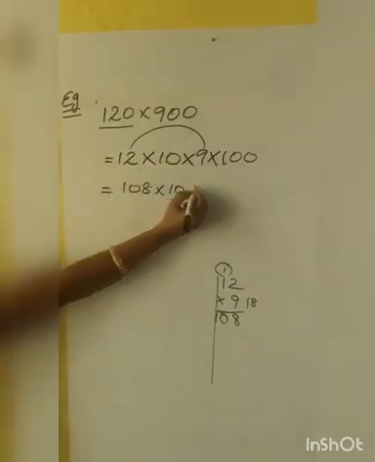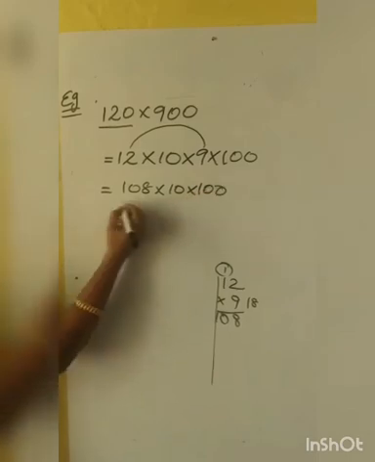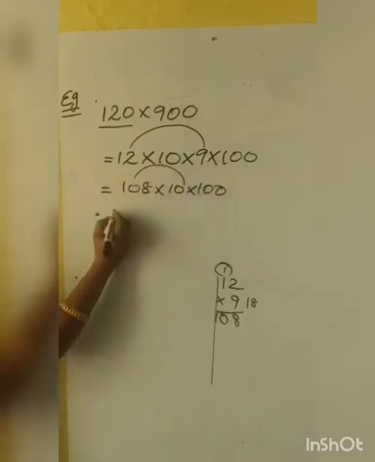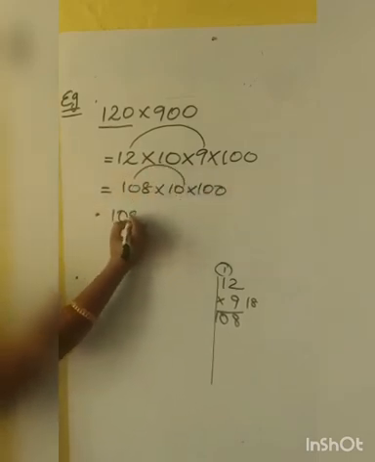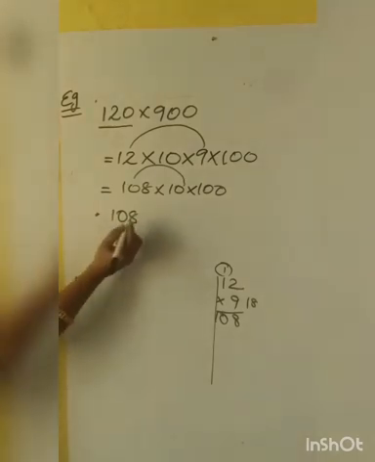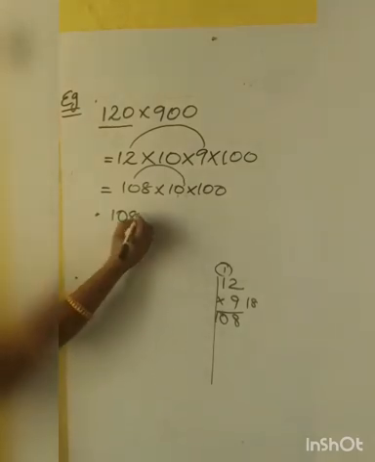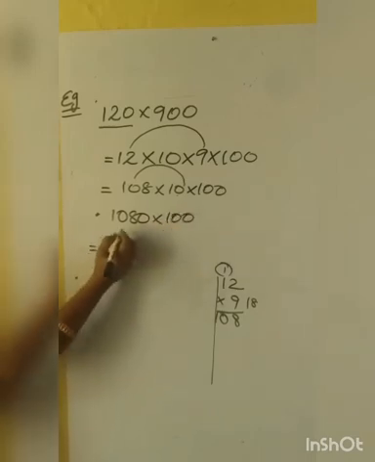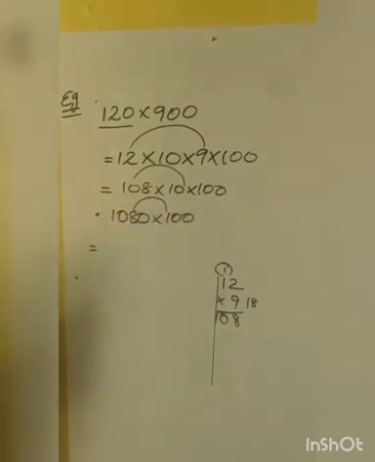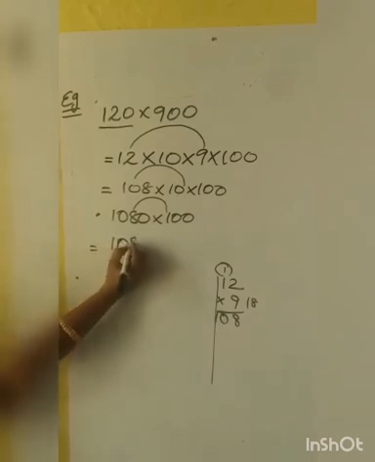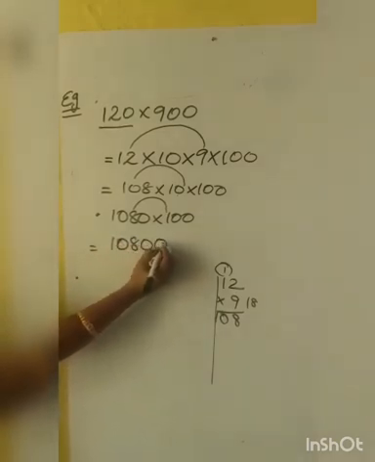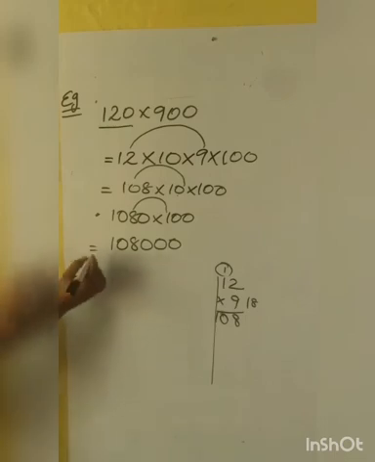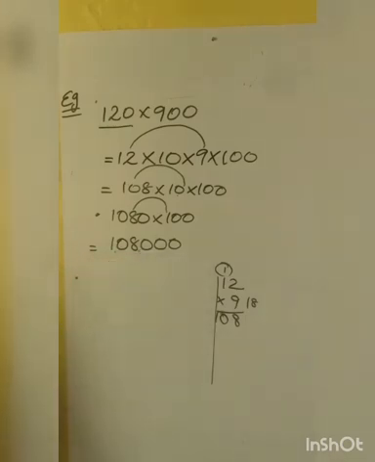10 into 100. Okay, so first I have to multiply 108 into 10. So 108 into 1 equal to 108. How many zeros? 1 zero. Into balance 100. Okay, next 1080 into 1 equal to 1080. How many zeros? 2 zeros. So the answer is 1,08,000. Okay, so listen children.